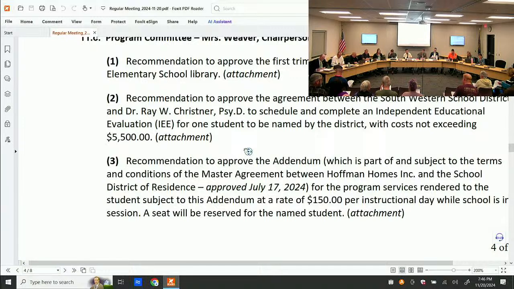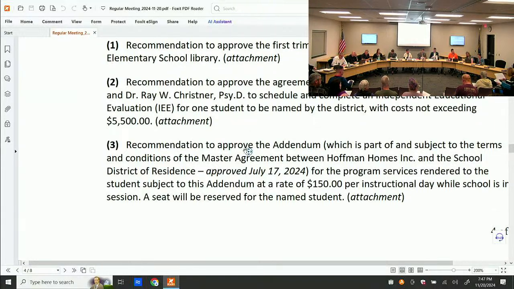Motion by Ms. Weaver, second by Mr. Smith. Any discussion? So number 1 is a recommendation to approve the first trimester donations to the West Manheim Elementary School Library. There was an attachment included. Then number 2 is a recommendation to approve the agreement between Southwestern School District and Dr. Ray W. Christner, psychiatrist, to schedule and complete an independent educational evaluation, also known as an IEE, for one student to be named by the district with costs not exceeding $5,500.